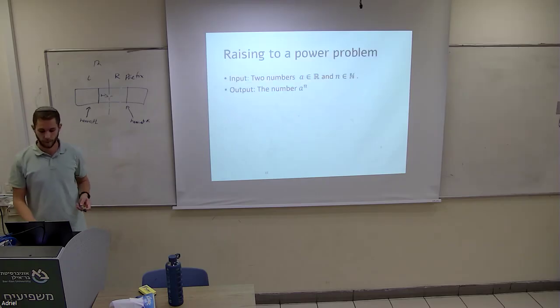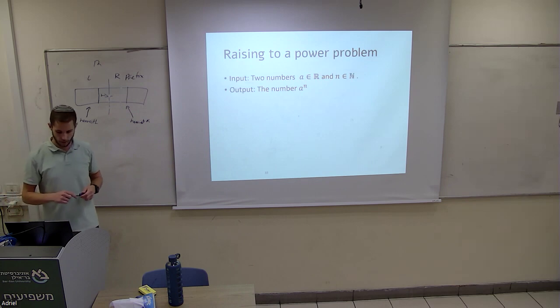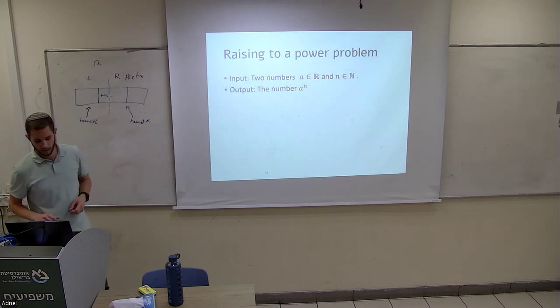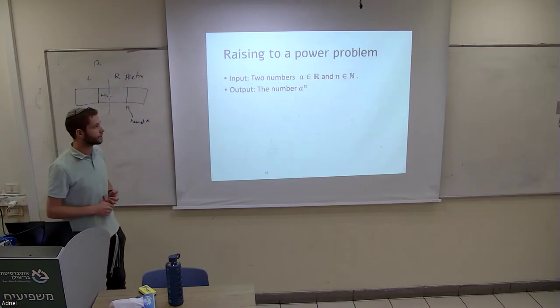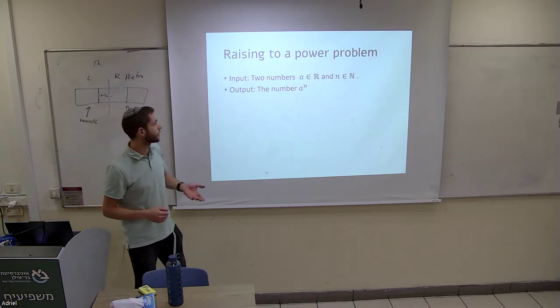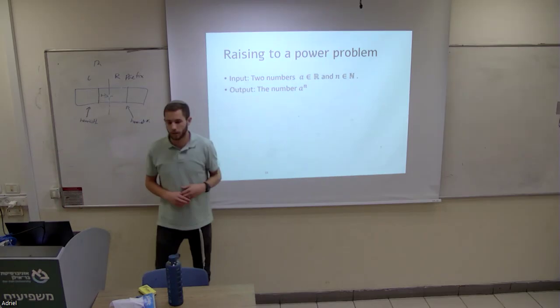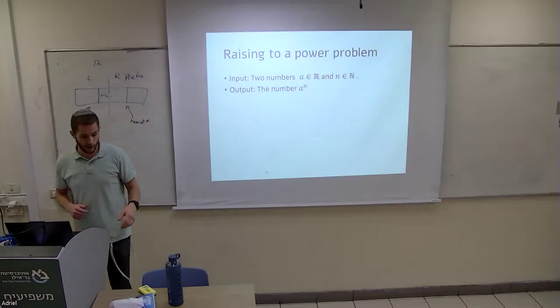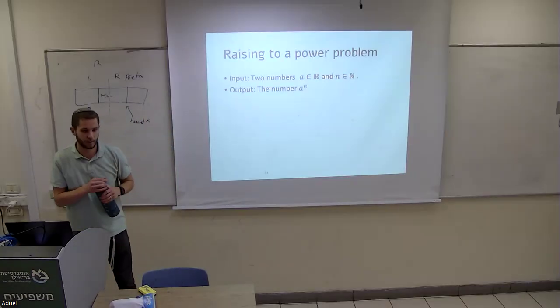No? All right. Raising to a power. Okay, so the inputs are two numbers, a rational number and a natural number, and we want the number a raised to the power of n. How do we do this? Any ideas?